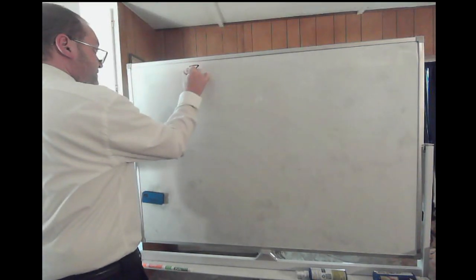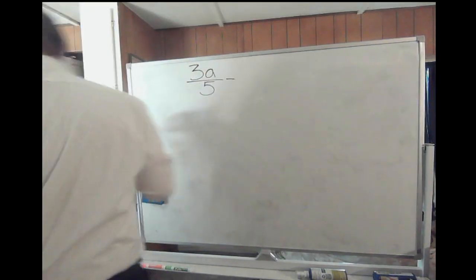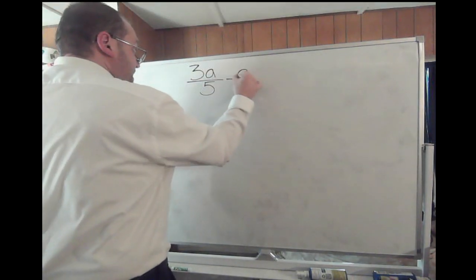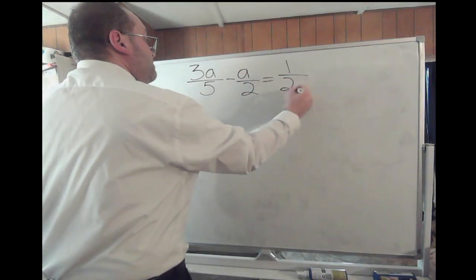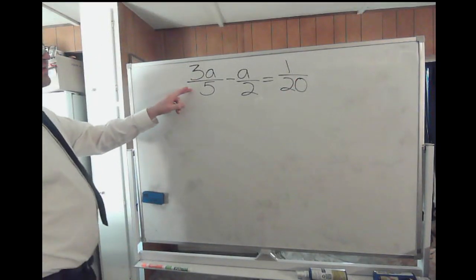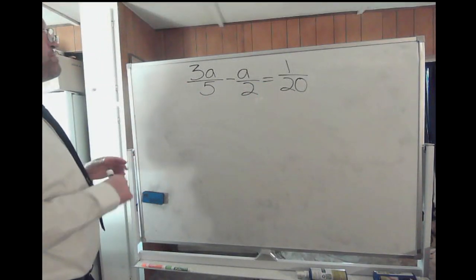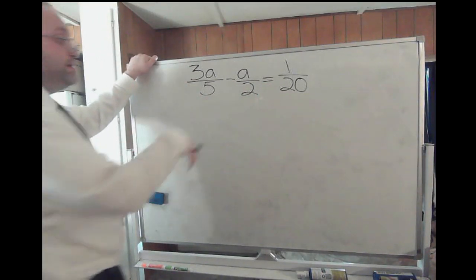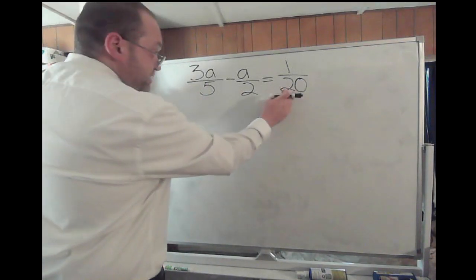Alright, what's next? We have 3a over 5 minus a over 2 equal to 1/20th. Alright, so we have 3a over 5 minus a over 2 equal to 1/20th. Well, we need to find the least common denominator of 5, 2, and 20. I think it's safe to say our least common denominator is going to be 20.